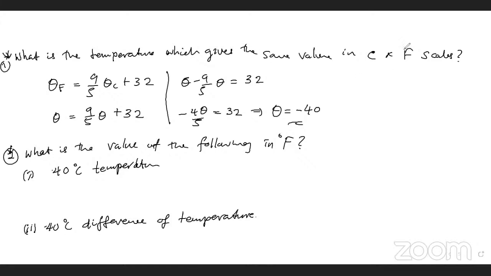Okay, then easily you can get it from this equation. That's in Fahrenheit they're asking. 9/5 into 40 plus 32. That is 72 plus 32. That is 104. It's 104.